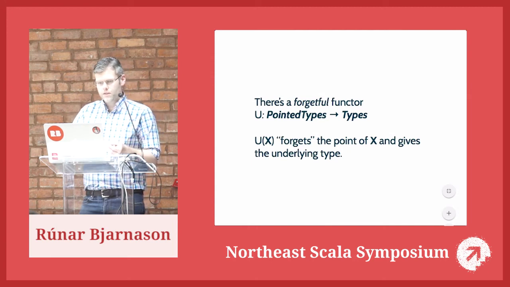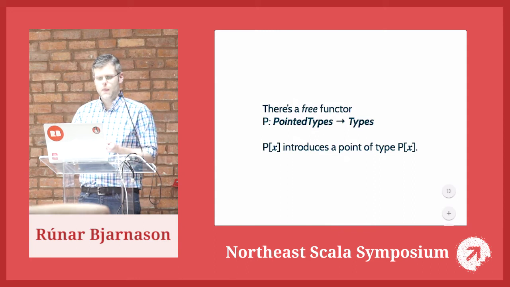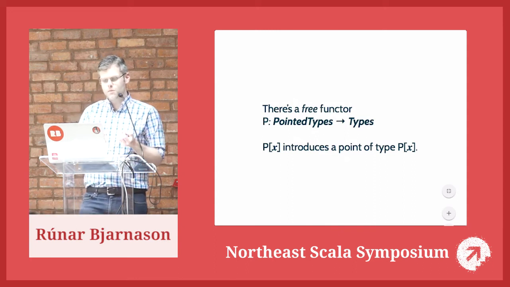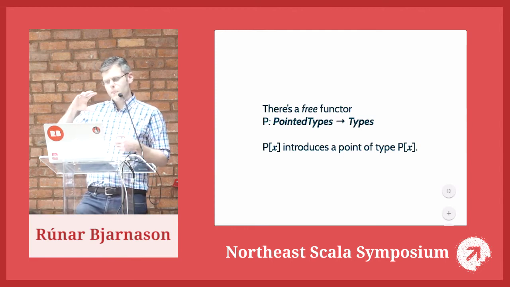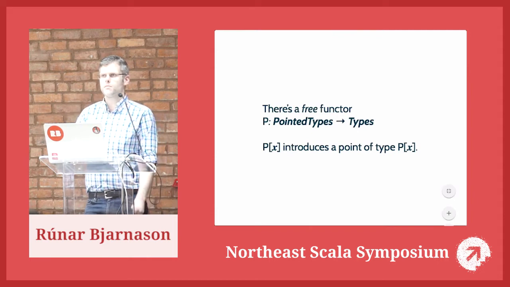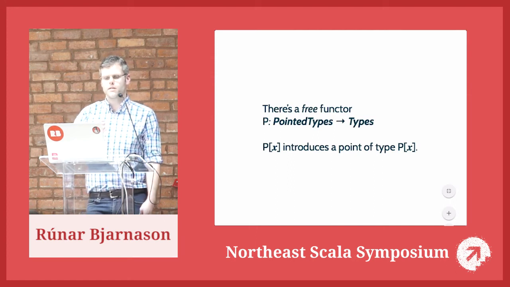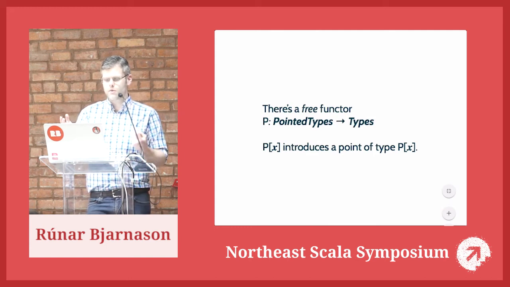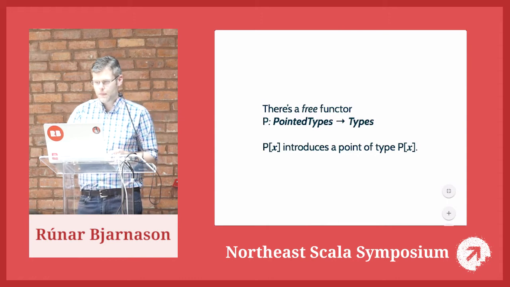And that functor has a left adjoint, which is a free functor, which goes from, this should say it goes from types to pointed types. So I have that backwards. But yeah, so P should go from types to pointed types. So given any type, it should give us a pointed type. Without making any arbitrary choices, it should introduce a point, but it doesn't introduce a point of type X, it introduces a point of type P of X. So it's going to give us a sort of a new value.